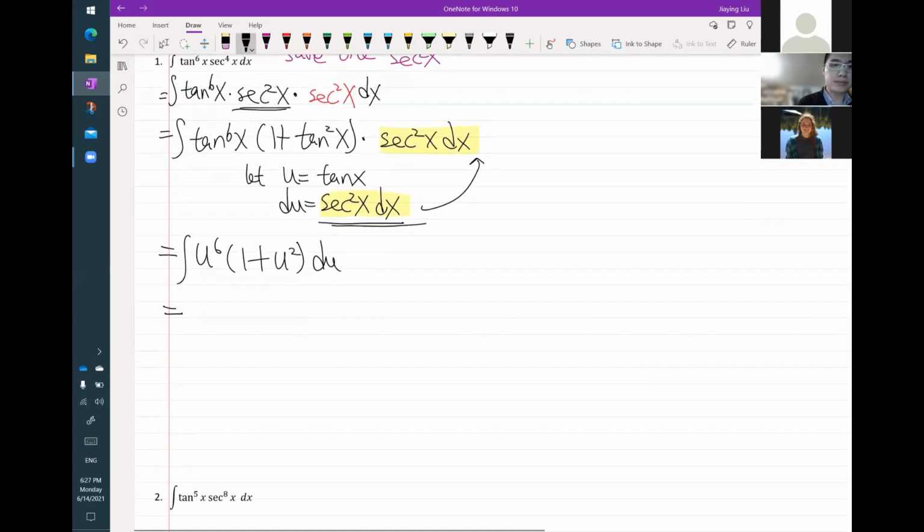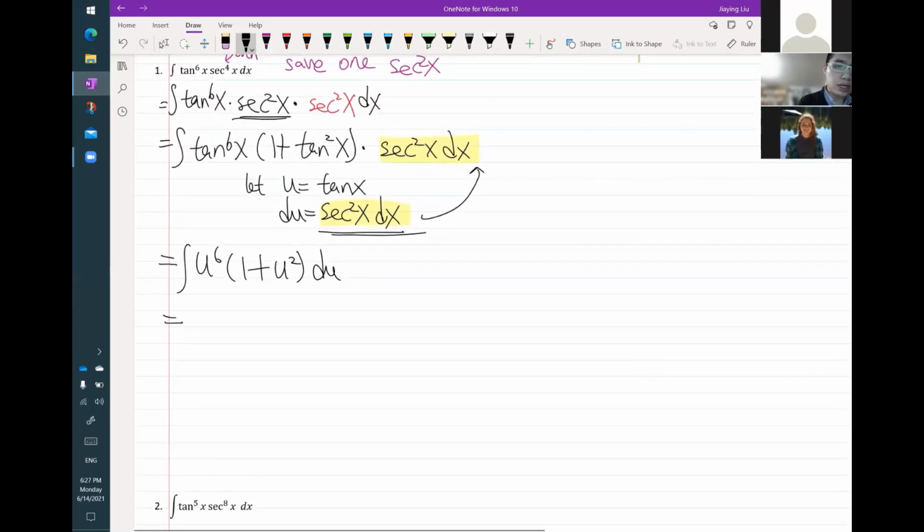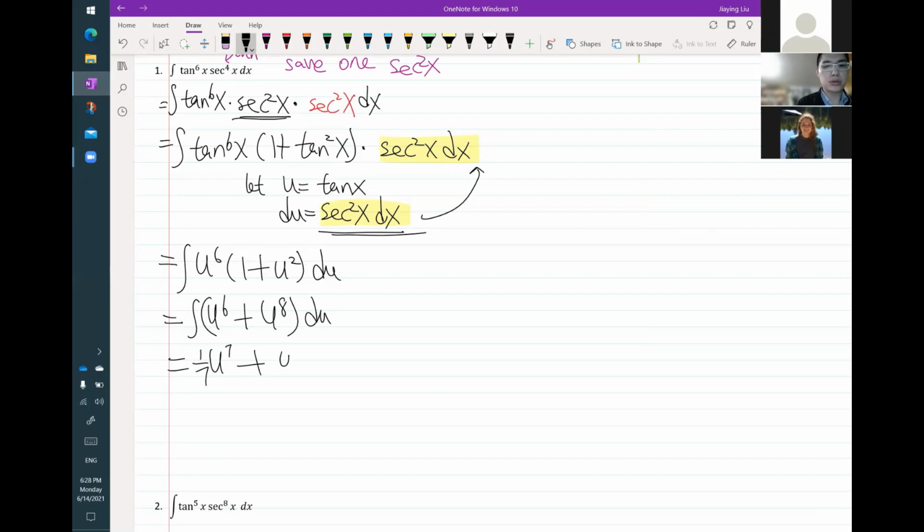So we're integrating u to the 6 plus u to the 8 du. And the rest should fall pretty easily based on what we know using the power rule. So that's u to the 7 over 7, and then plus u to the 9 over 9, and then plus a constant c. The last step is to replace u, which is tangent x, so 1/7 tangent x to the 7th power plus 1/9 tangent x to the 9th power plus c.